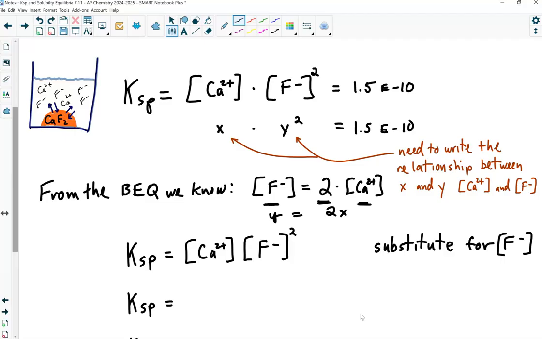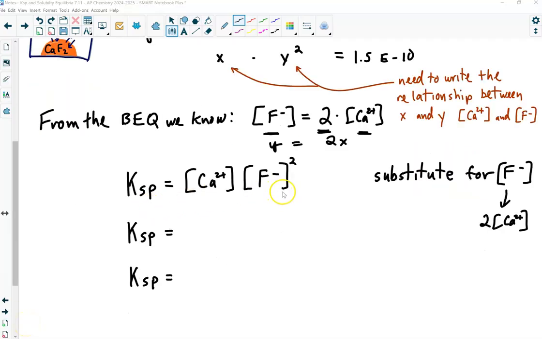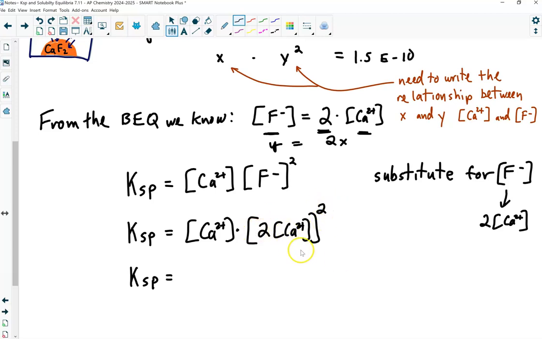And so now I can write my Ksp expression in terms of just x's, calcium ions. Okay? Let's do it. All right, so there's my Ksp expression rewritten, and now I want to substitute. So wherever I see fluoride ion, I'm going to put in my equivalence that fluoride ion is 2 times calcium ion. I'm going to go through each step. Calcium ion times 2 times the calcium ion concentration squared. So that ends up being 4 calcium ion squared. Yeah, 2 squared, calcium squared.